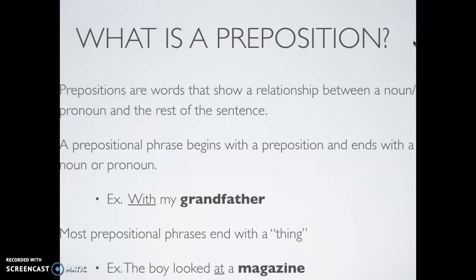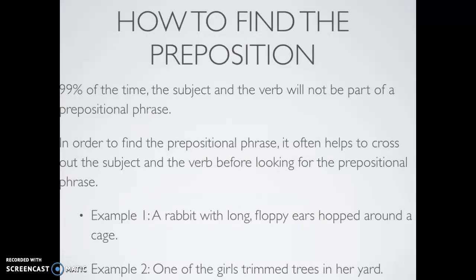So, the boy looked at a magazine. So you ask yourself, what did he look at? A magazine. When you're trying to figure out the preposition, 99% of the time the subject and verb will not be part of a prepositional phrase.